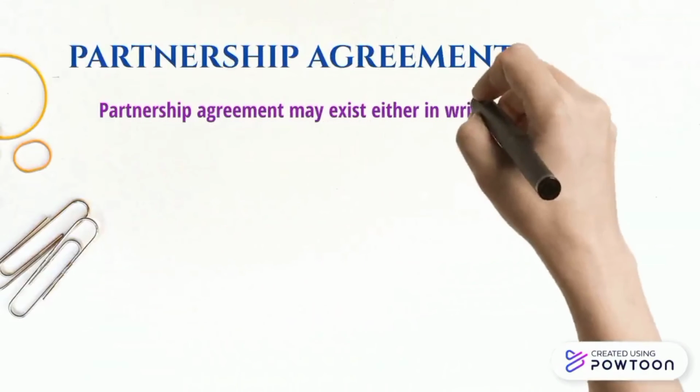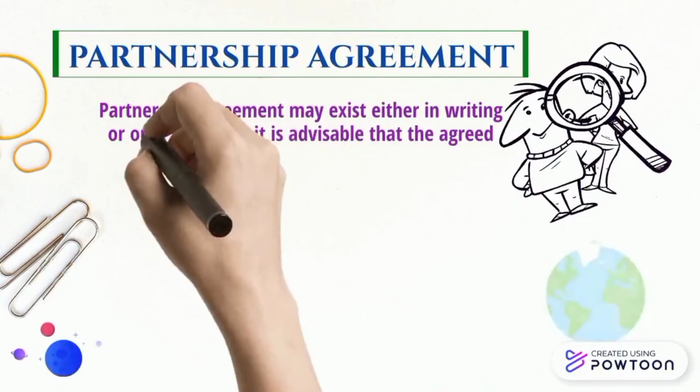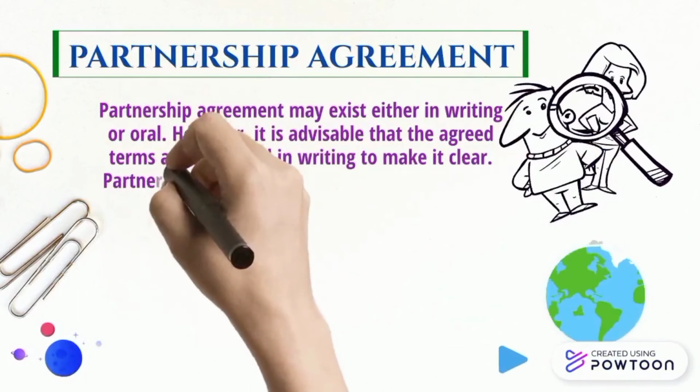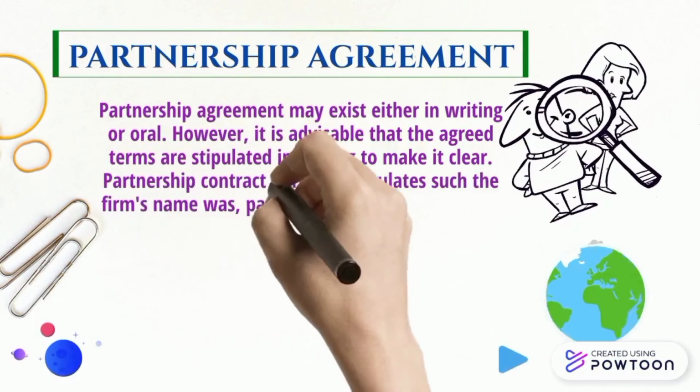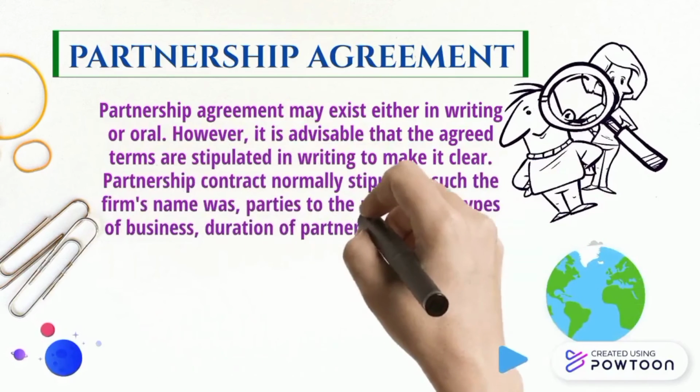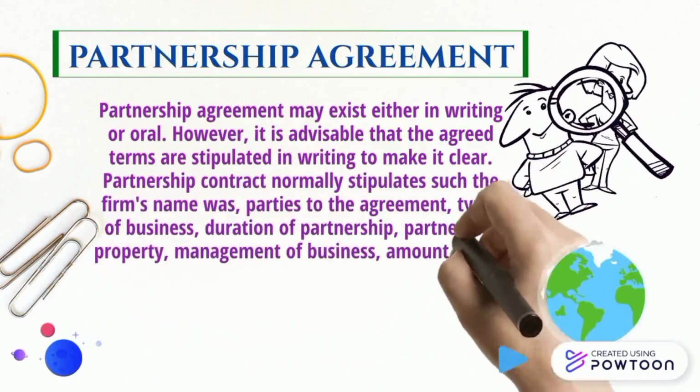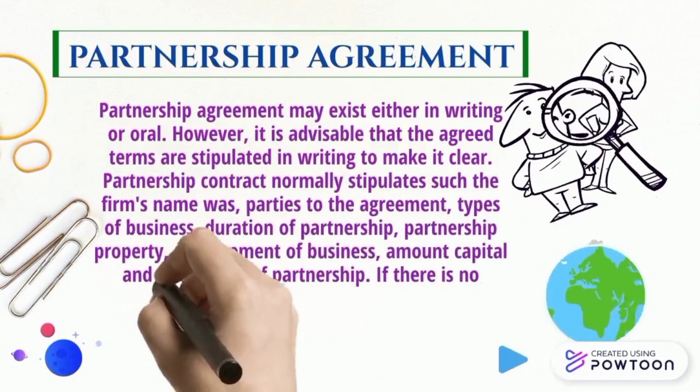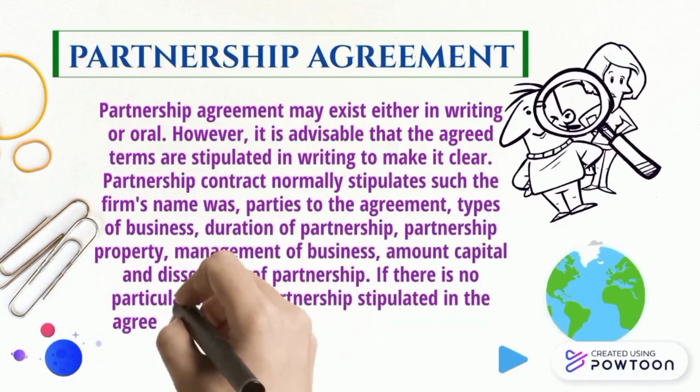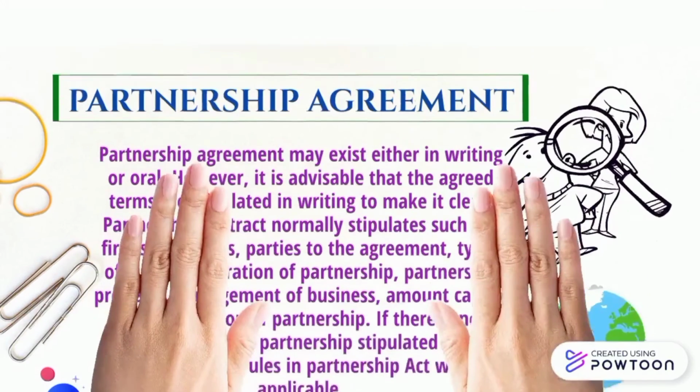Next is the partnership agreement. It may exist either in writing or oral. Partnership contract normally stipulates such things as the firm's name, parties to the agreement, types of business, duration of partnership, property, management of business, amount of capital, and dissolution of partnership.